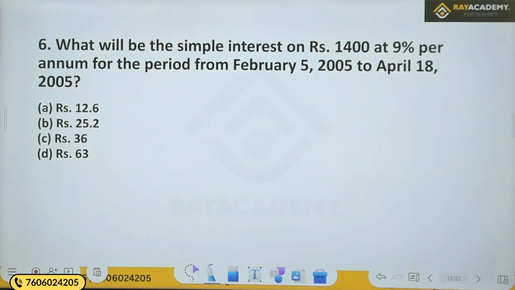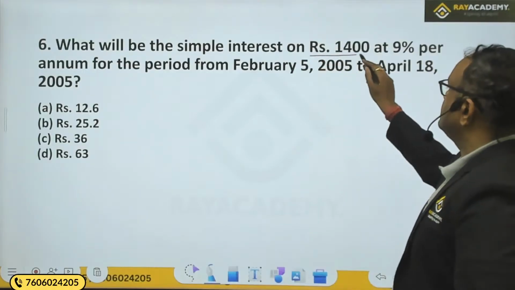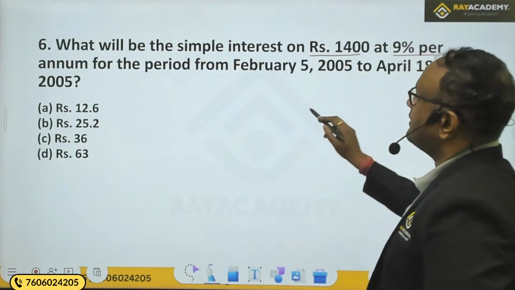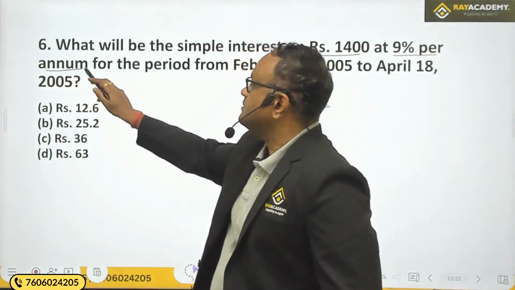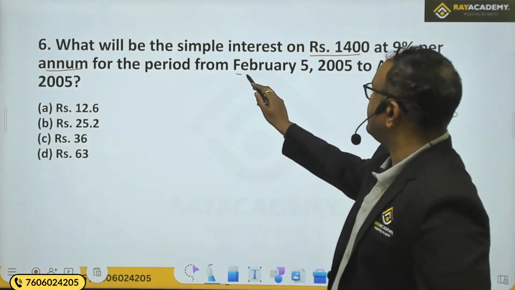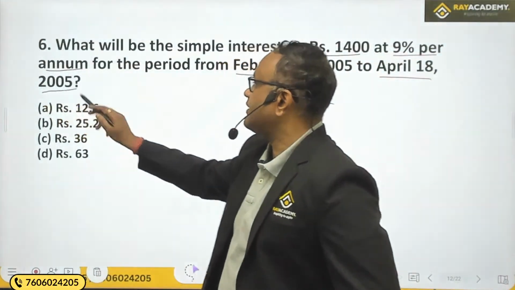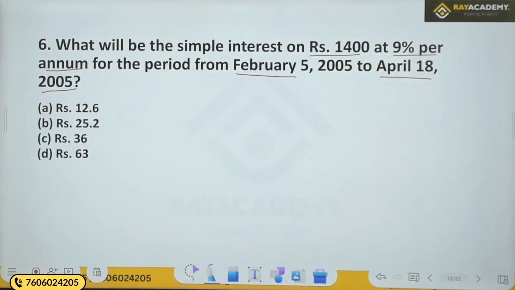Next question. What will be the simple interest on 1400 rupees at 9% per annum for the period from February 5 to April 18, 2005? They have given number of days.